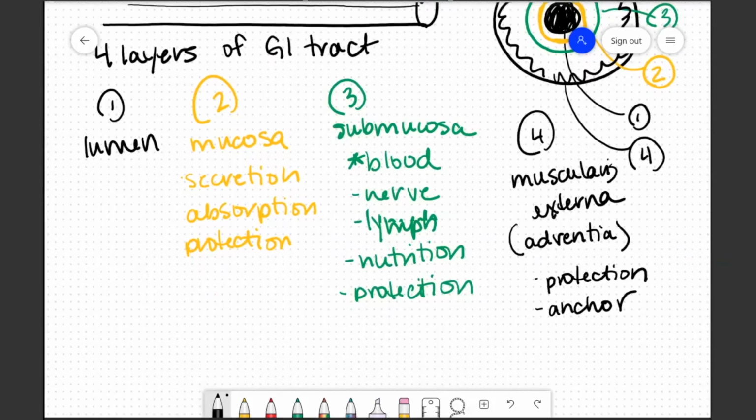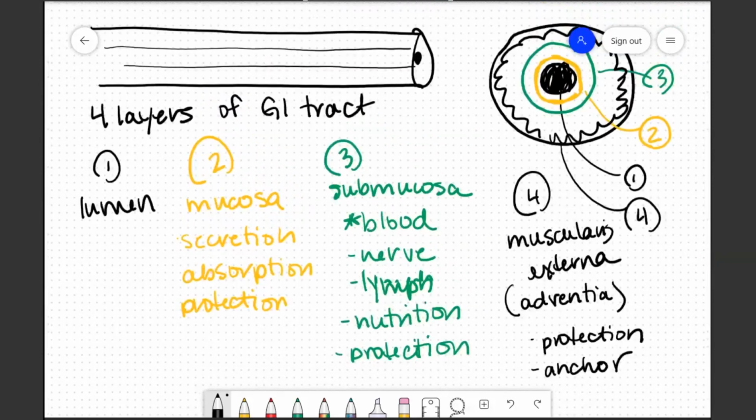So all of your GI tract structures that we talked about right above this will follow this kind of general layers. Some of them are going to have a thicker muscularis externa. Some of them are going to have a really big lumen. Some of them are going to have a small lumen. So the small intestines has a smaller lumen than the large intestines. But they all generally follow this 4-layer of the GI tract.